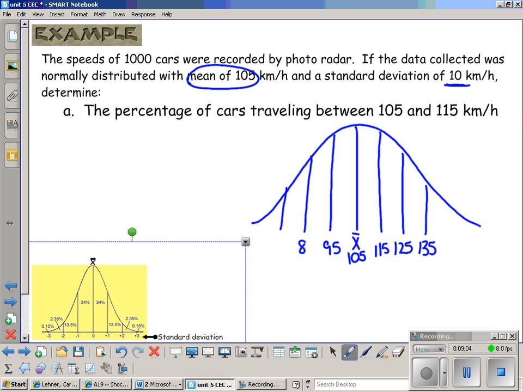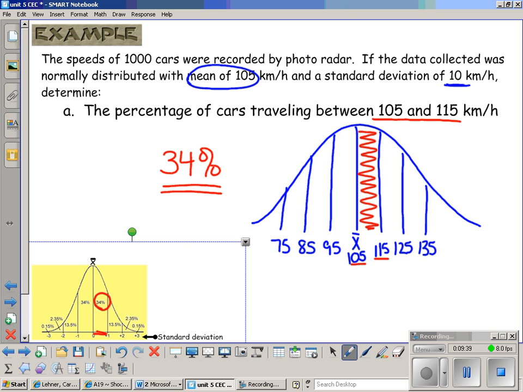So 95, 85, 75. Now we are looking for the percentage of data that is between 105 and 115. So that's in this range right here, between 105 and 115. Now, if we go back to our percentages, that is the value between the mean and 1 standard deviation. 34% of your data falls in that range. So 34% of the cars recorded were traveling between 105 and 115 kilometers per hour.